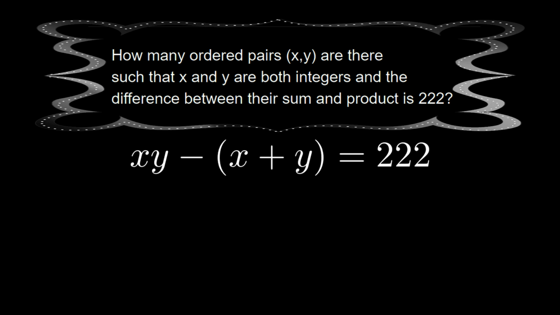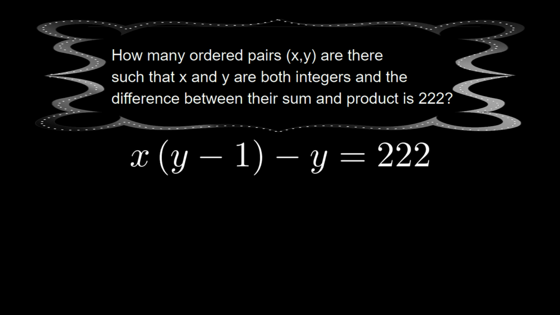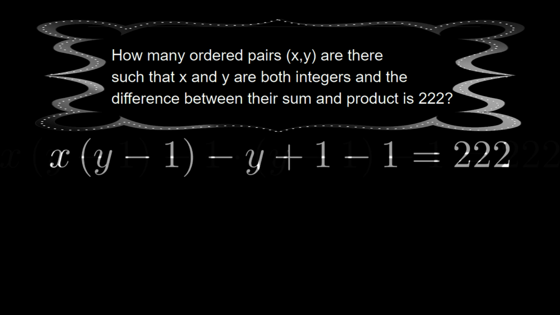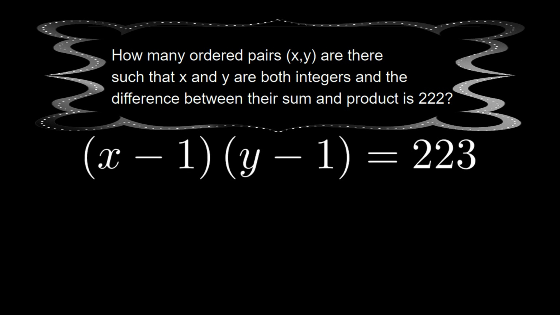Long story short, we want to break apart x and y. Let's distribute the negative sign. We can use Simon's favorite factoring trick to factor x and y. Pull out the x, add and subtract 1, factor out y minus 1, add 1 to both sides. We now have x minus 1 times y minus 1 is 223.